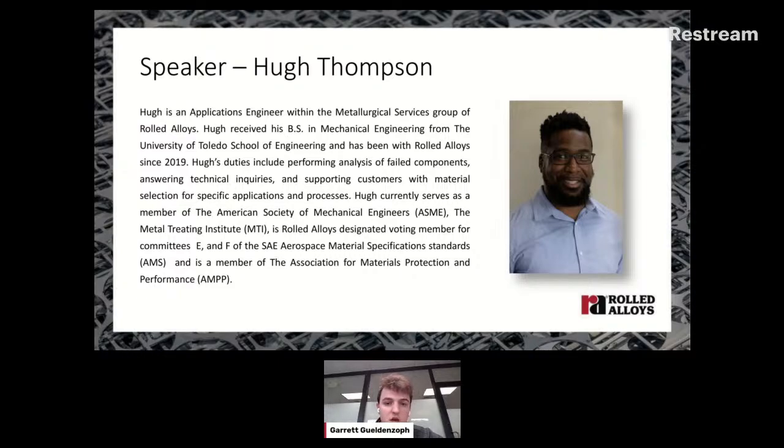and processes. Hugh currently serves as a member of the ASME, the American Society of Mechanical Engineers, MTI, the Materials Treating Institute, is also a voting member for committees E and F for the AMS specs on the SAE AMS spec standards, and is also part of the Association for Materials Protection and Performance, or AMPP. All right, I will now be passing you along to Hugh, and enjoy the rest of the presentation.